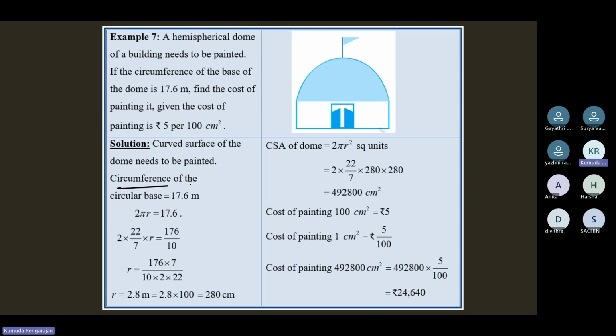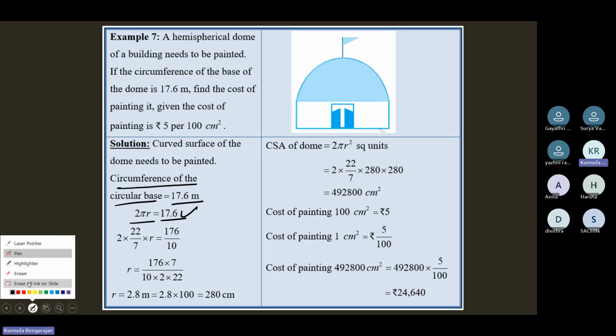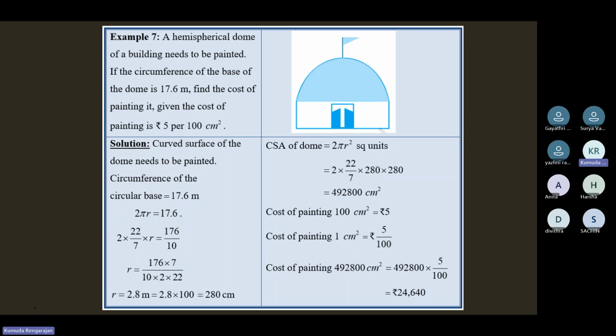So circumference of the circular base, 2 pi r is 17.6. I've changed 17.6, this decimal to a fraction, 176 by 10. And then you have to cancel. See, cancelling part, some places I show, some places I don't show because it'll take up so much space. If I do a lot of simple cancellation, I'll show. But when there's lots to cancel, it'll take up so much space. This one will become so big. So I don't show when there's a lot of calculation.